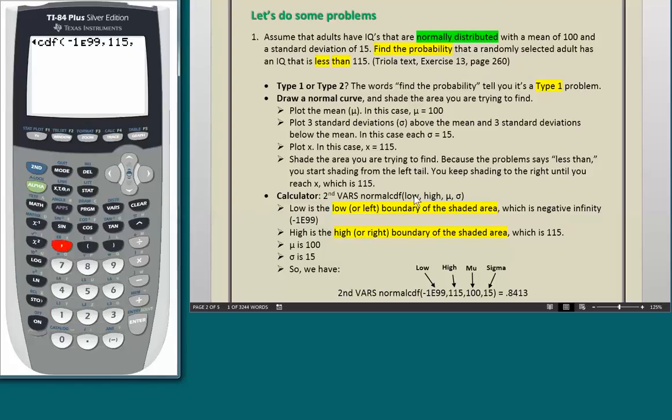What's next? We've put in low, we've put in high. Now we want mu and sigma. If you remember, mu is 100 and sigma is 15. So we just type those in. 100, comma, 15. We close our parentheses.